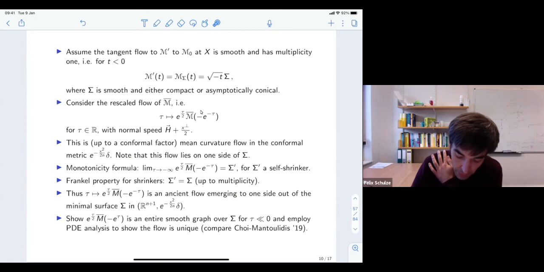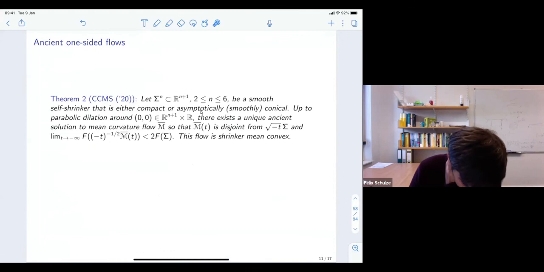And what do you get from there? Let's just give the statement here. If you have a self-shrinker, that's the technical assumption, since we use some results of Brian White, which haven't been completely extended to all dimensions, which is either compact or asymptotically conical, then if you have an ancient solution to mean curvature flow on one side of the self-shrinking solution, then it's unique up to parabolic scaling. You need a multiplicity assumption here, that you don't have more than twice the Gaussian area as you go back to minus infinity.